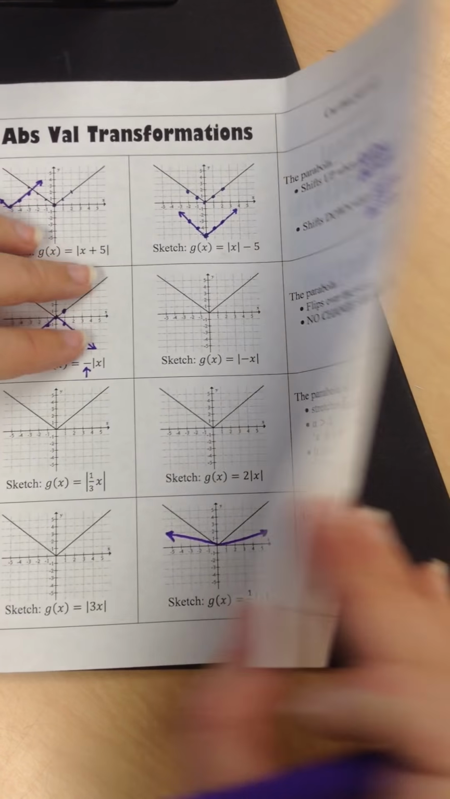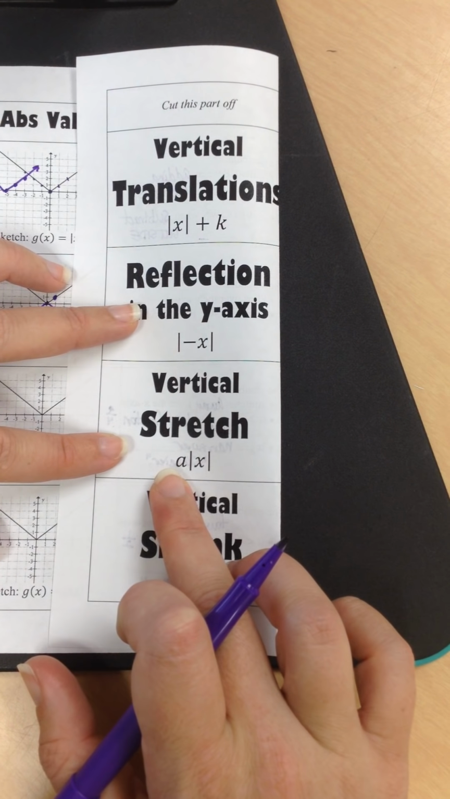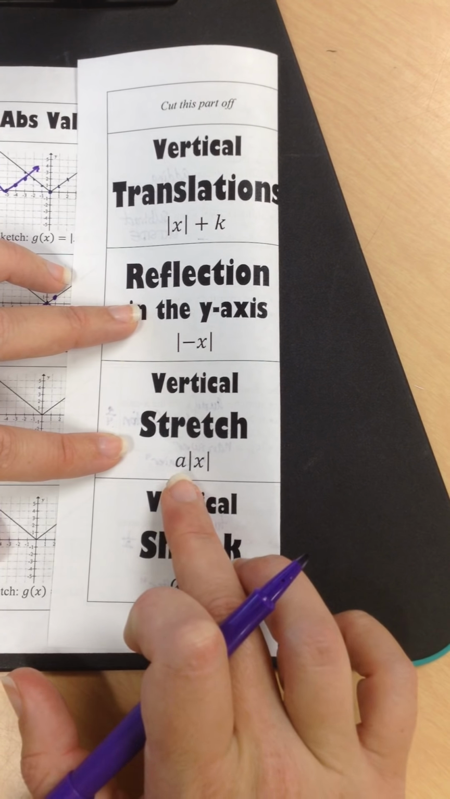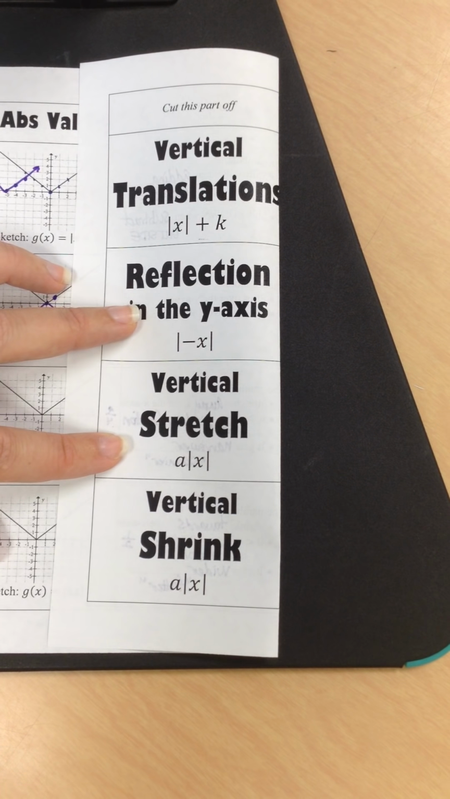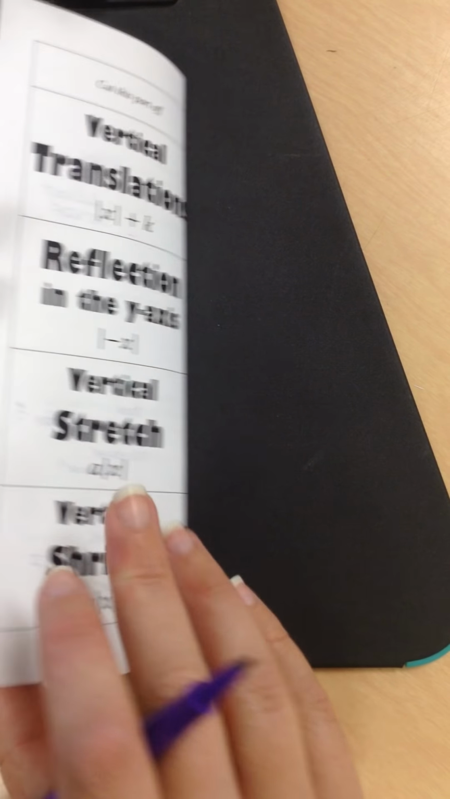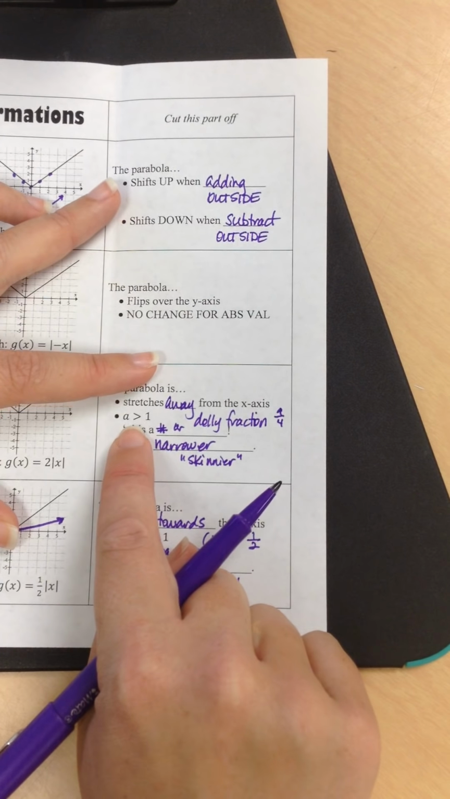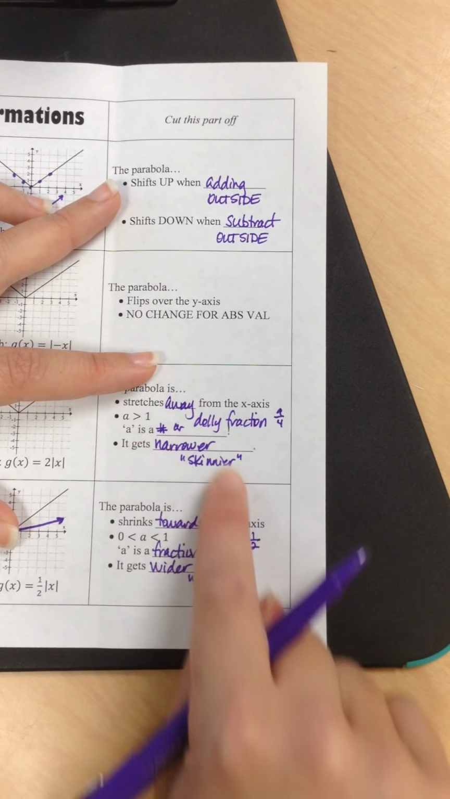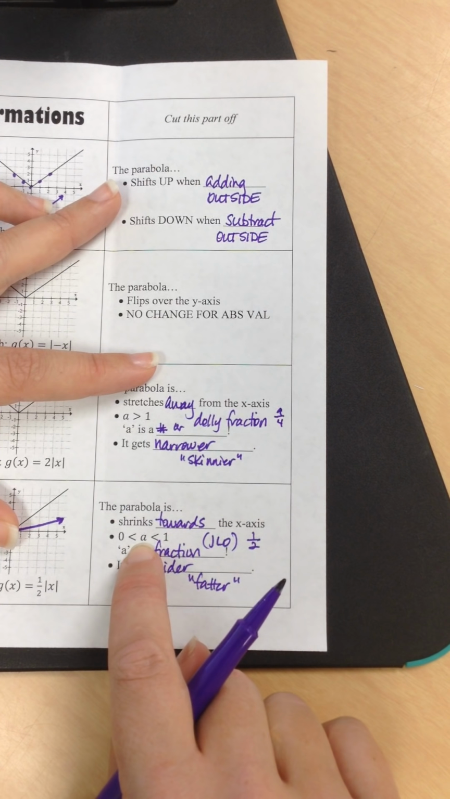The other possibility is you could have a number out in front. If you have a number out in front, then you're going to have either a vertical stretch or a vertical shrink. You'll know it's a stretch because your number will be greater than 1. You'll know it's a shrink because your number will be between 0 and 1.